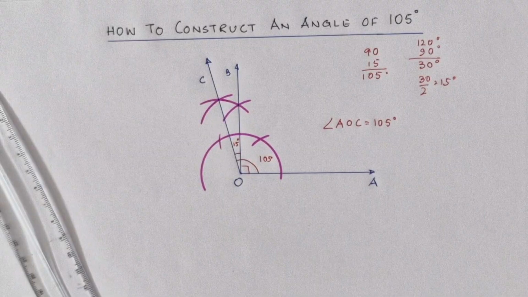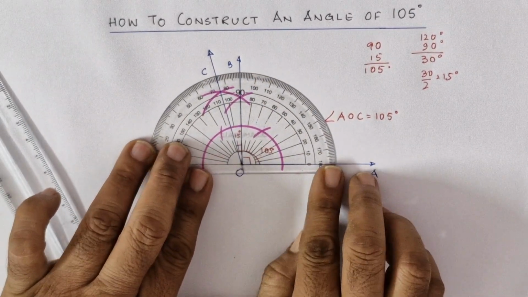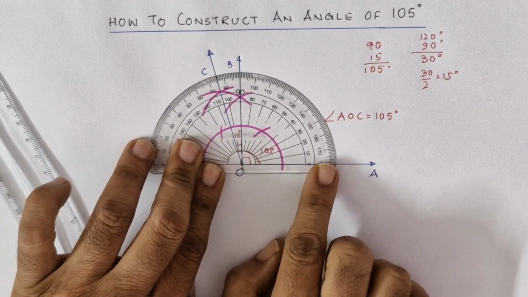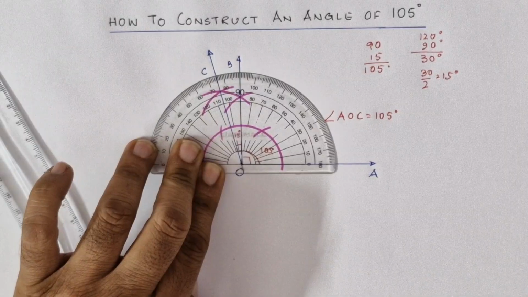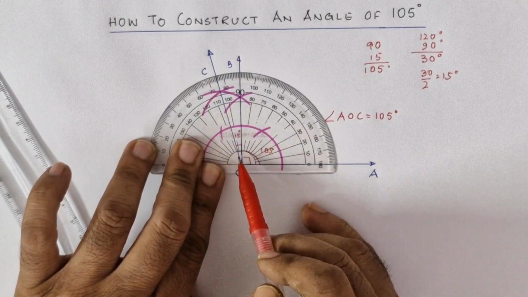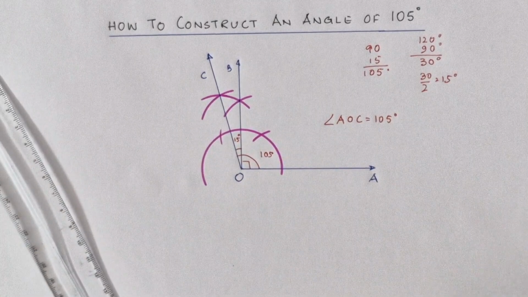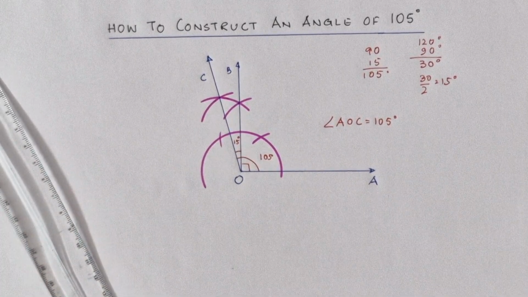Got it? Let's check whether we have constructed it correctly or not. Point the base properly, match it. See 100 and 110. In between it's 105. Absolutely correct, right? So this is the very simple and fastest way of constructing 105 degree.